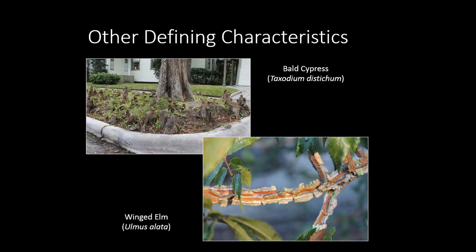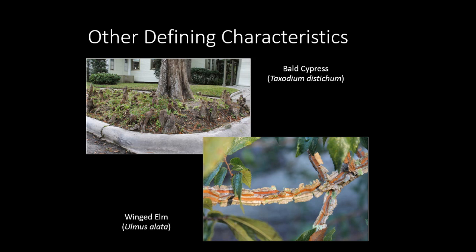Other defining features, cypresses have knees. So, if you see knees around the tree trunk, it could be either a pond cypress or a bald cypress, most likely a bald cypress. And these things only form in low oxygen environments, so compacted soils or saturated soils. And we really have no idea what they do, but they do show up. If you had really well-drained soils, you wouldn't even have this issue.